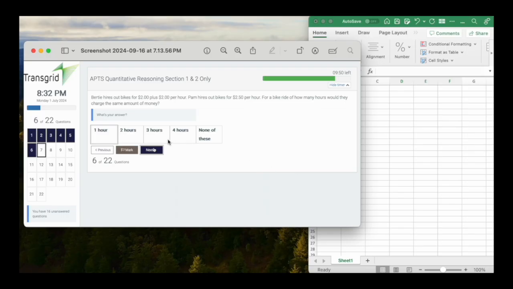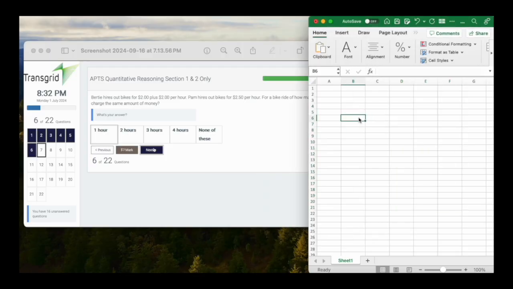Bertie hires out bikes for $2 plus $2 per hour. Pam hires out bikes for $2.50 per hour. For a bike ride of how many hours would they charge the same amount of money? So same thing as before. I'll type up some numbers.